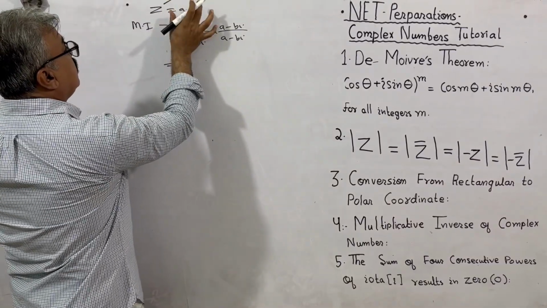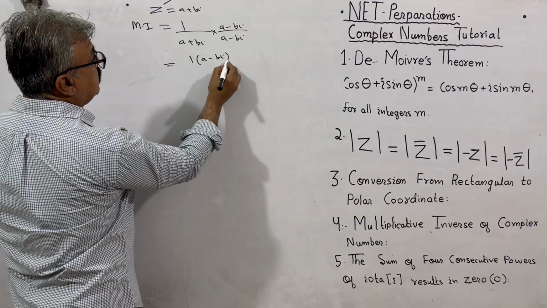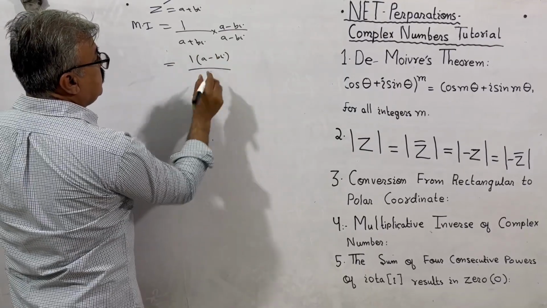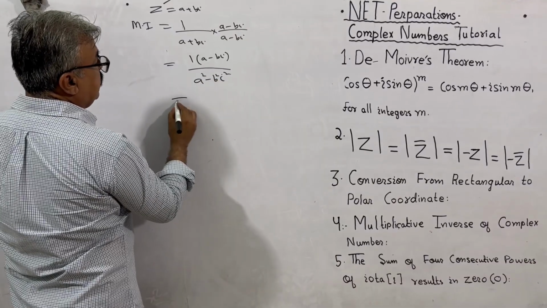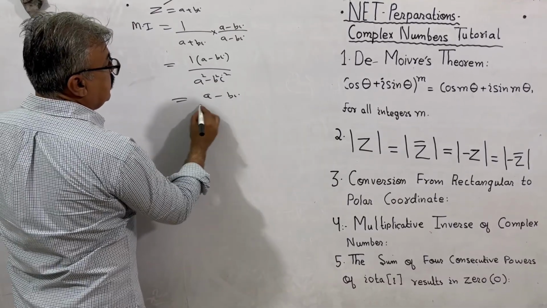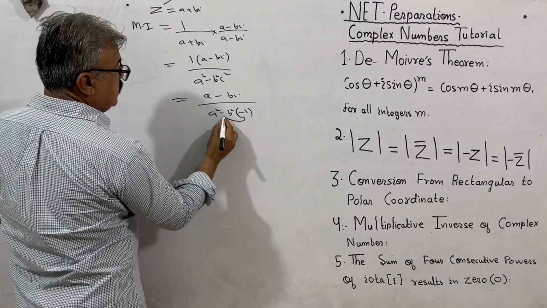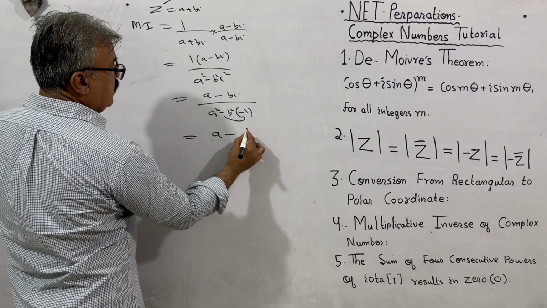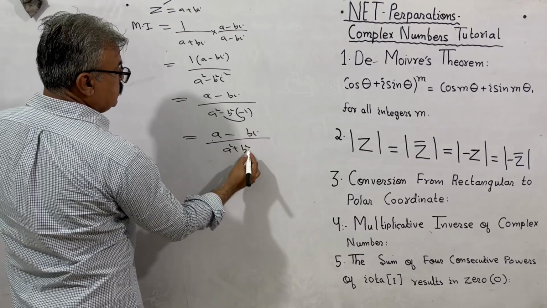Now we are finding the multiplicative inverse of this one. 1 times a minus b iota. Here, a plus b iota times a minus b iota can be written as a square minus b square iota square. Iota square is equal to -1. Minus and minus make plus, so we have a minus b iota divided by a square plus b square.